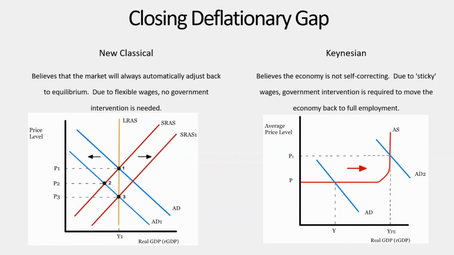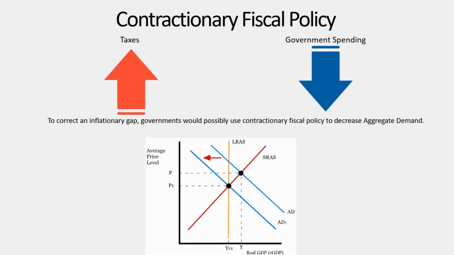As far as this goes, we've talked about this before. Neoclassicists believe that wages are flexible, so an increase in aggregate demand will just cause another shift in SRAS, whereas Keynesians believe that wages are sticky, so they believe that this is helpful. It will work.